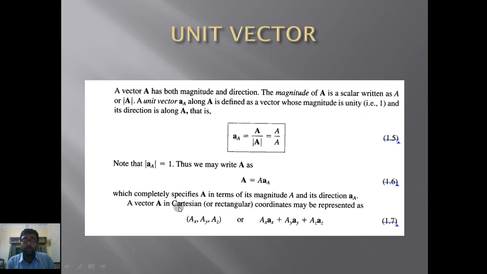If we put a vector in Cartesian coordinates, it can be written like this. This is the value of vector A along the x-axis, this is the value of A along the y-axis, and this is the value of A along the z-axis. The vector A has three different components, along the x, y, and z axes. So vector A can be written as the sum of these, which gives the total value with direction. Let's go to the next slide.